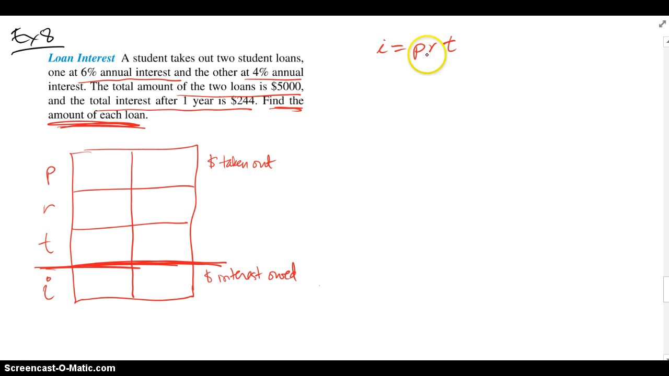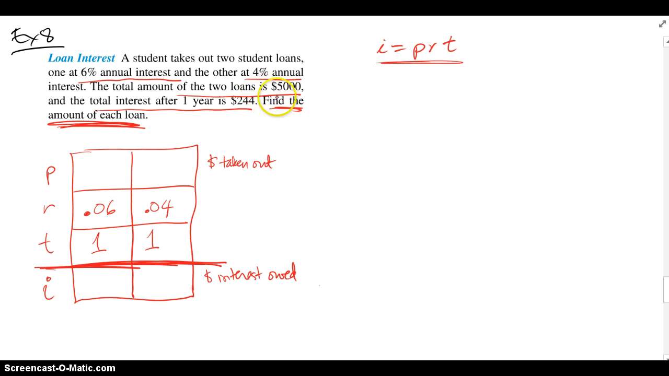Okay, we're going to use the I equals PRT formula from our notes. Money put in times the rate times the time spits out the interest. So the easiest thing to go through is fill out the interest rates. 6% in decimal form is 0.06 and 4% in decimal form is 0.04. Those are the 2 things we know for sure. We also know that the total interest after 1 year is $244. So time we know is 1. That's another thing we fill out.